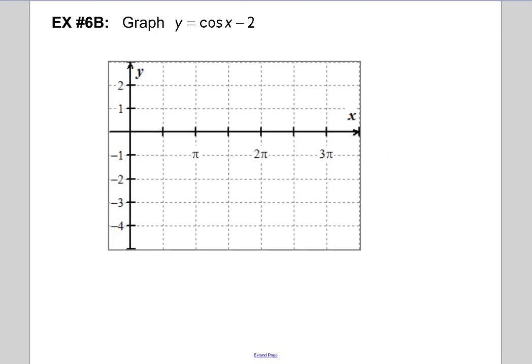Here's one for you to try. So cosine of x minus 2, put your new midline at negative 2. I'm calling that x prime. And cosine starts at a maximum and ends at a maximum and has a minimum in the halfway point and an intercept in between. So your new cosine of x has been shifted down 2 units since our midline is now at y equals -2.